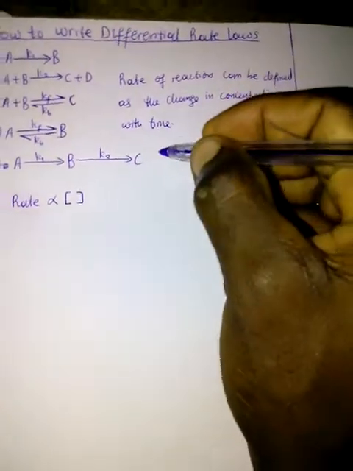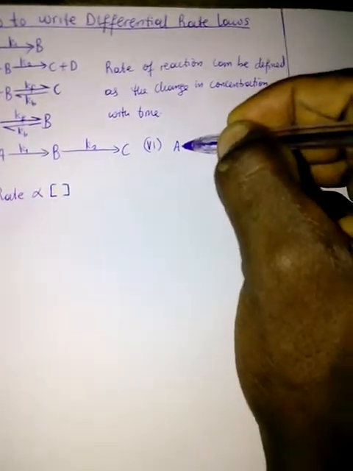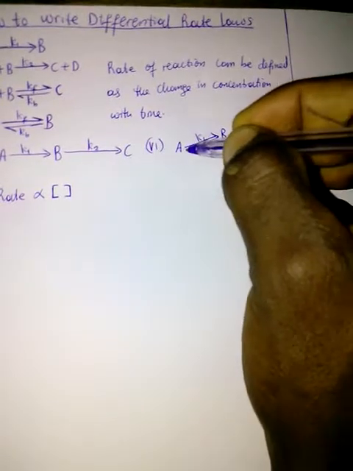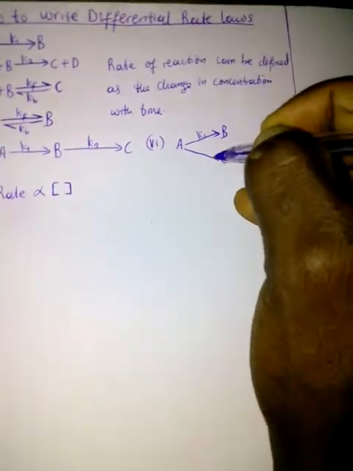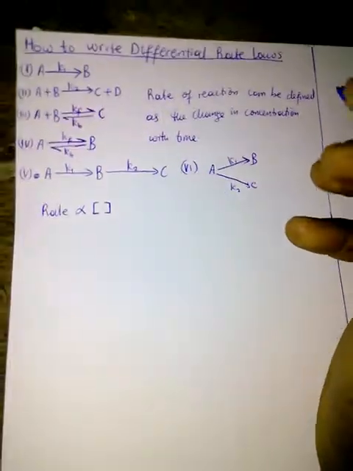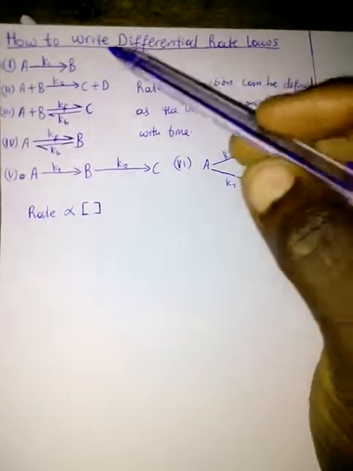So let me add one more, number 6. And we have a parallel reaction. Here A is going to form B following a first order reaction, and here again A is going to form C following a second order reaction. Okay, number 2. So how do we write the differential rate law for the first reaction here?